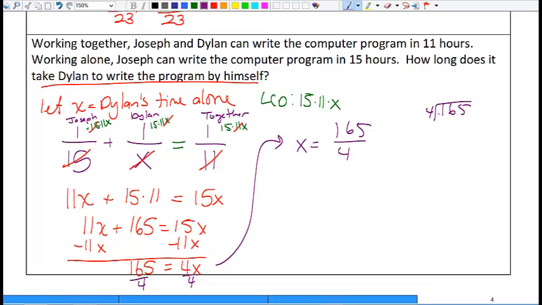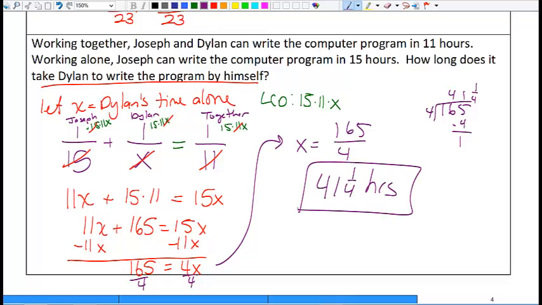165 goes into 4, let's see, 41 times, and 1/4 left over. So we get 41 and 1/4 hours. And that's how long it's going to take Dylan to do it by himself. If I plug in 41 1/4 to the denominator, it's not going to make it 0, so we're good there. But let's just make sure that this kind of makes sense.